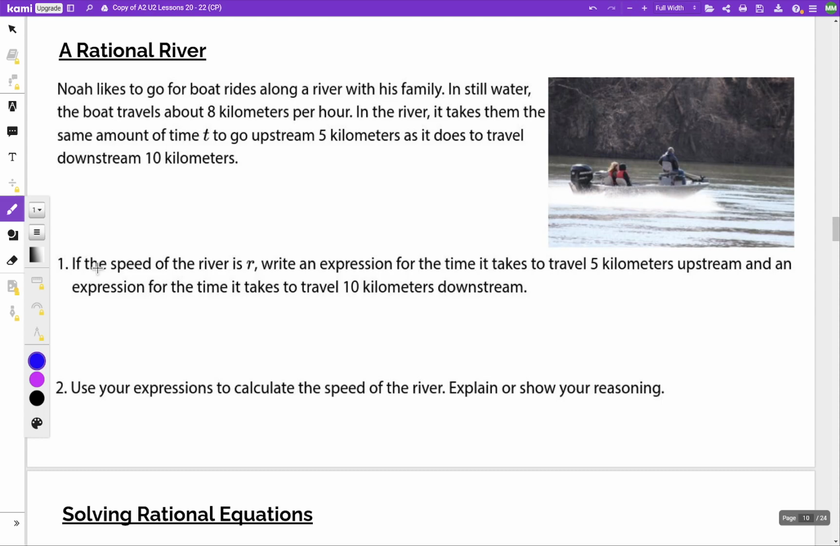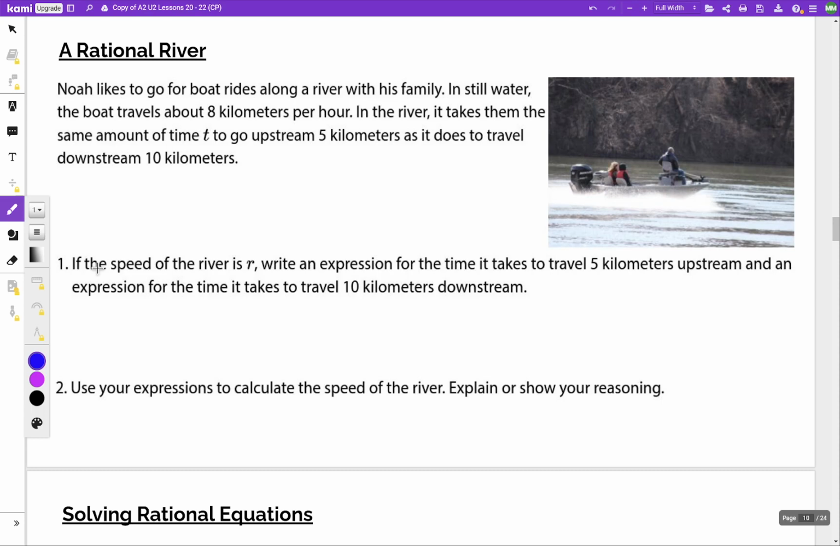So, how does that work? Well, don't forget that the river is moving. And because the river is moving, when you go upstream, you're going against the river, right? So you're going slower. And when you go downstream, you're traveling faster. So when you travel faster, you can go farther, right? That's the idea. If the speed of the river is r, write an expression for the time it takes to travel 5 kilometers upstream and same for 10 kilometers downstream.